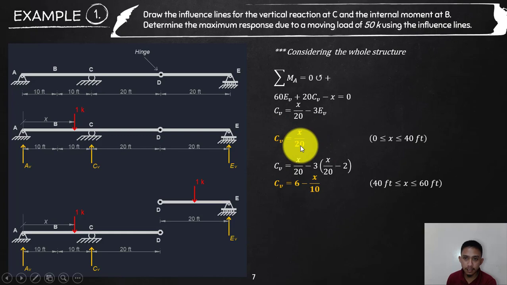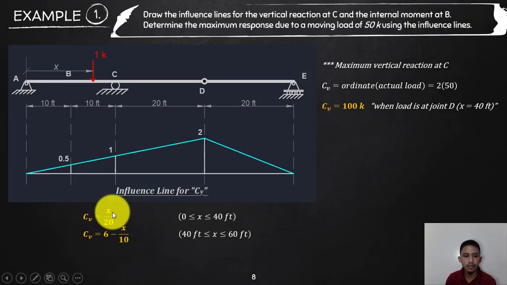That will be the line graph, which will be our influence line. So now, okay, this is our two equation. So all we need to do is plot.